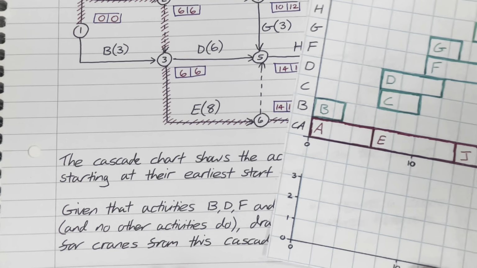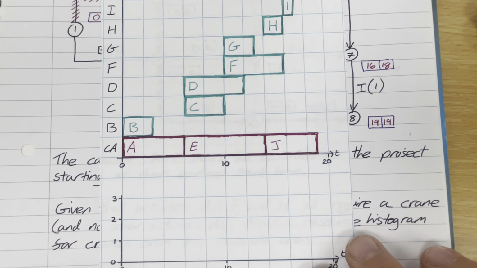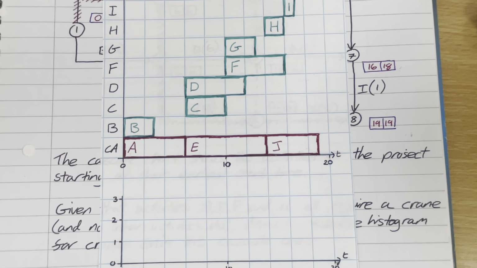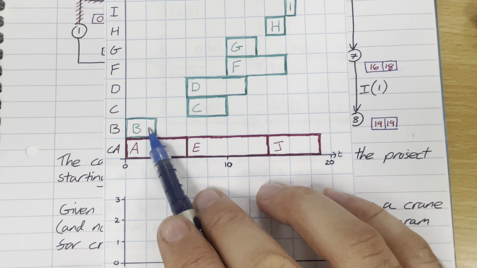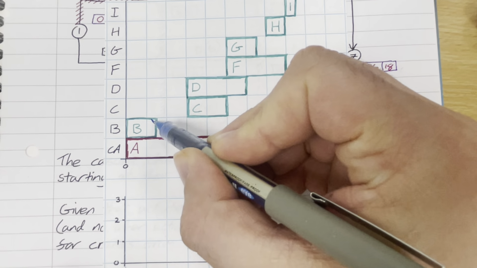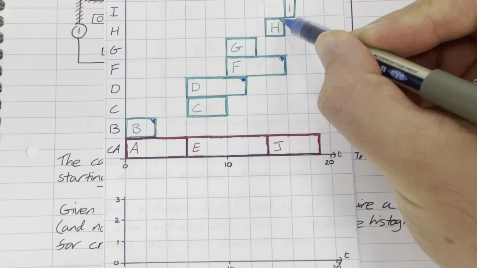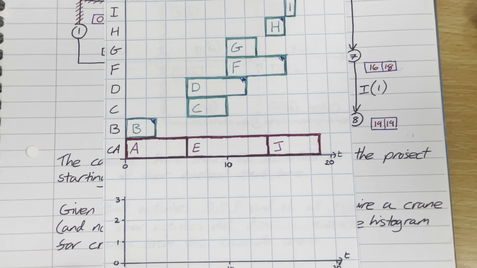So just to remind you of the question, activities B, D, F, and H all require a crane. So I'm only interested in B, D, F, and H, nothing else. So there's B, there's D, there's F, and there's H. So we just put a little mark on those, so we can see exactly which activities I'm interested in. Those are the 4 activities which require a crane.